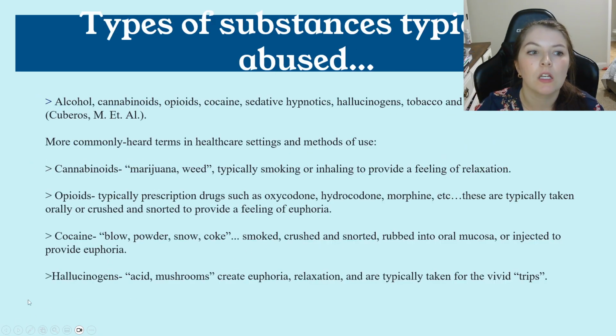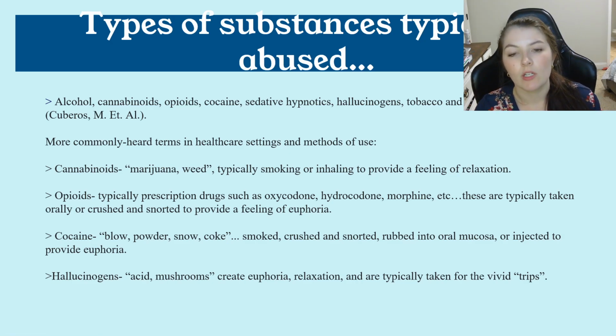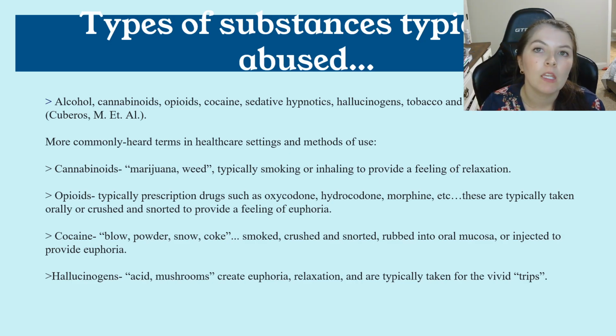Let me go back to this slide. When we talk about the most commonly used substances that we find in healthcare, the cannabinoids, or marijuana, or weed, is probably one of the most widely used recreational substances. It is legal in some areas, but abuse of this substance can still lead to negative health outcomes. It includes issues with memory, concentration, and lung health due to the smoke. It can cause dry mouth, gum disease, and oral health concerns.